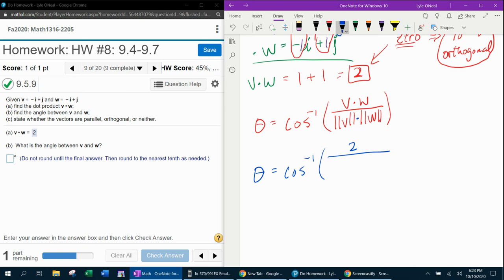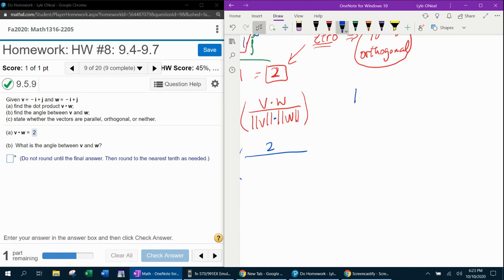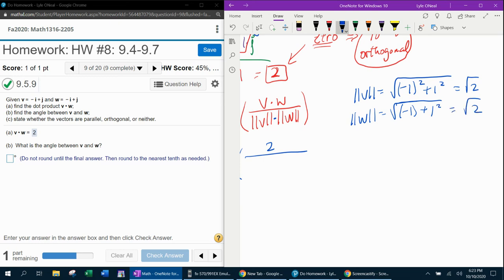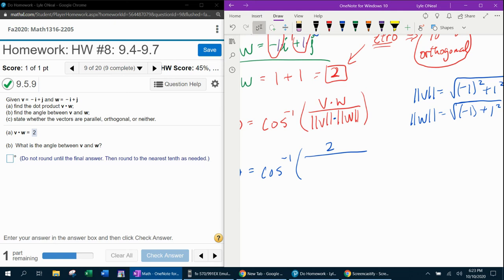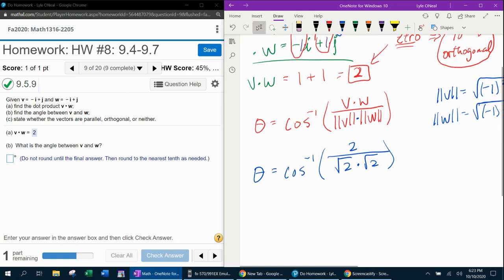So I probably need to find the magnitude of v and w. And remember, the magnitude formula is the square root of a squared plus b squared, which will be negative 1 squared plus 1 squared, which will be the square root of 2. And guess what? Since w is the exact same vector, it has the same value for a and b, it's also going to be square root of 2. So then this is going to be the square root of 2 times square root of 2. Now that's going to simplify nicely.